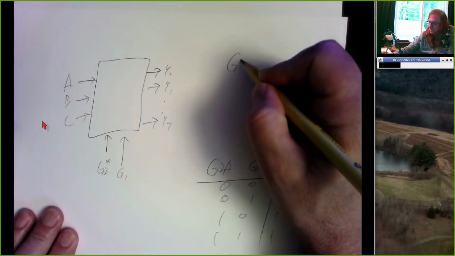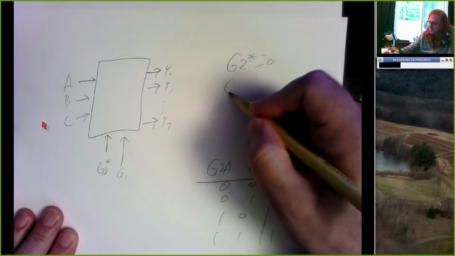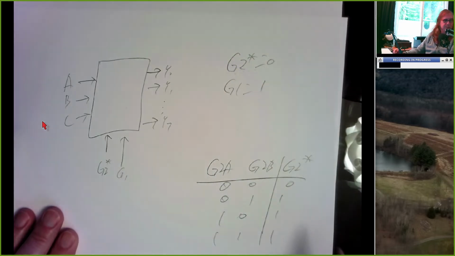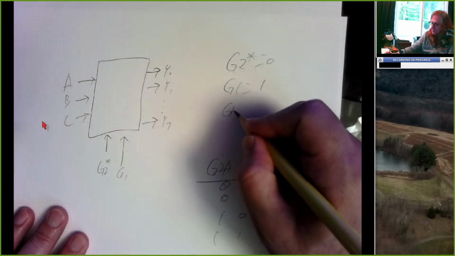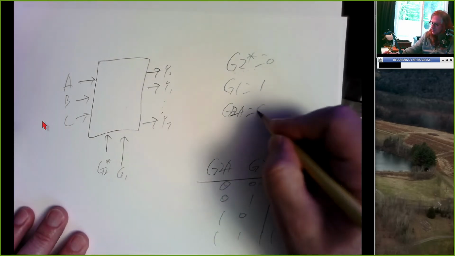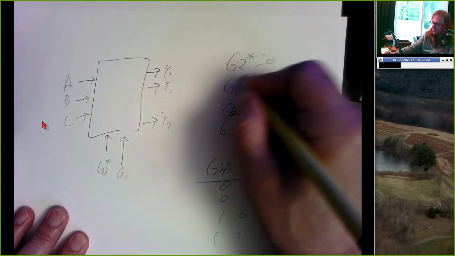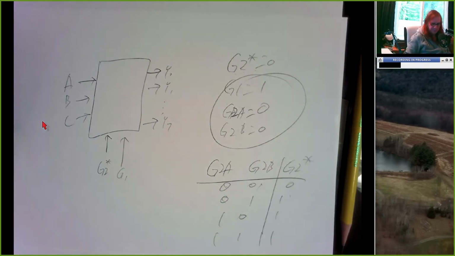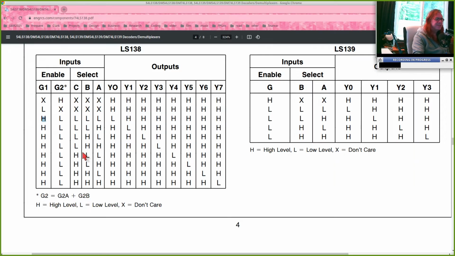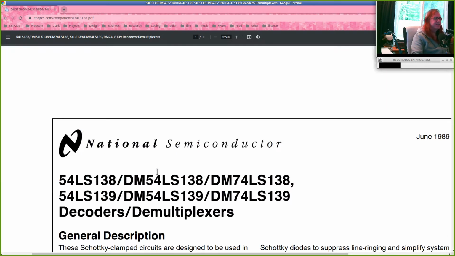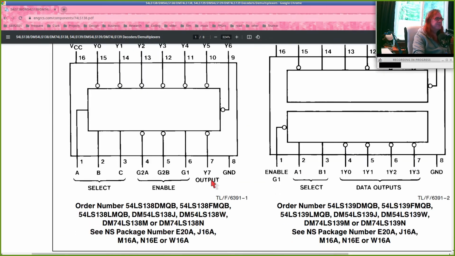So we need G2 star equal to 0 and G1 equals 1. Well, the only way we can make G2 star equal to 0 is if G2A and G2B are both 0. So G1 is 1, G2A is 0, G2B is 0. So from all of that, if you actually had this device and you wanted to hook it up, what do you do? Connect this to 5 volts through a resistor, connect these 2 inputs to ground.